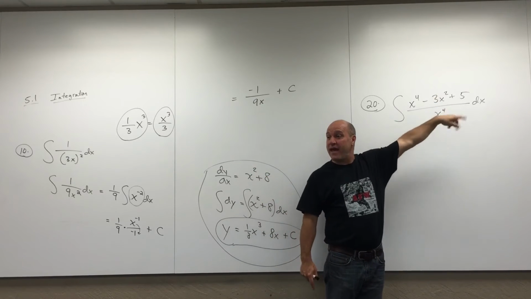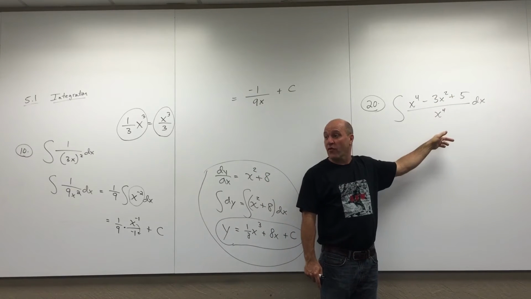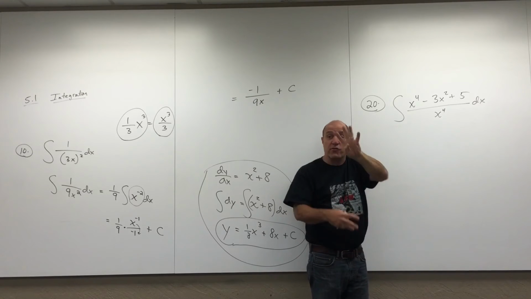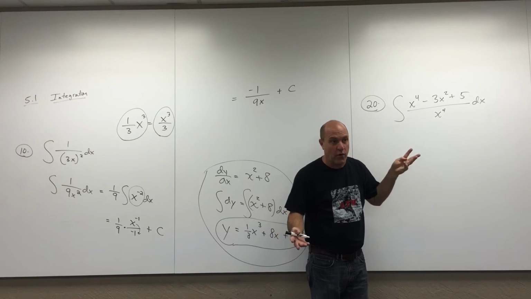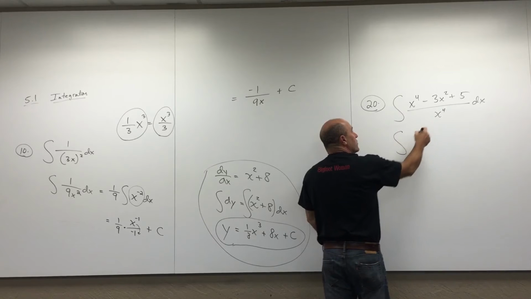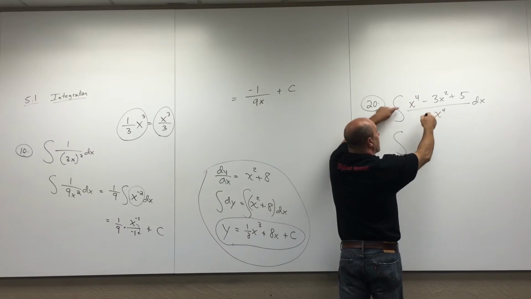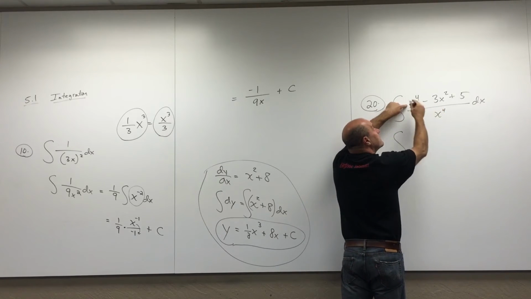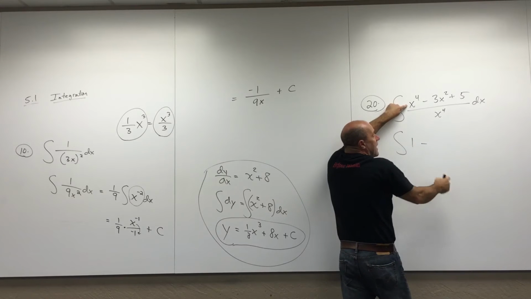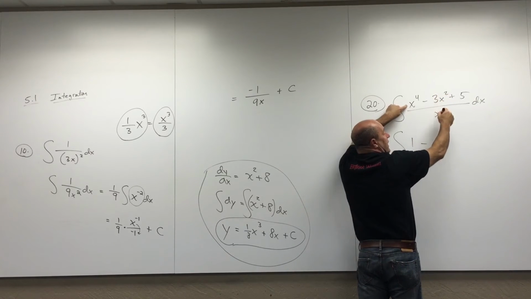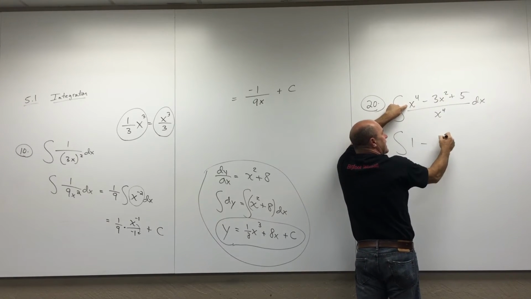Divide everybody, yeah. Everybody is over x to the fourth. Let's separate it and make it 3 separate terms over x to the fourth. So that means it would be x to the fourth over x to the fourth. What would that be? That'd be a 1. And then I'd have a 3x squared over x to the fourth. I think that would be a negative 3 over x squared. You agree?